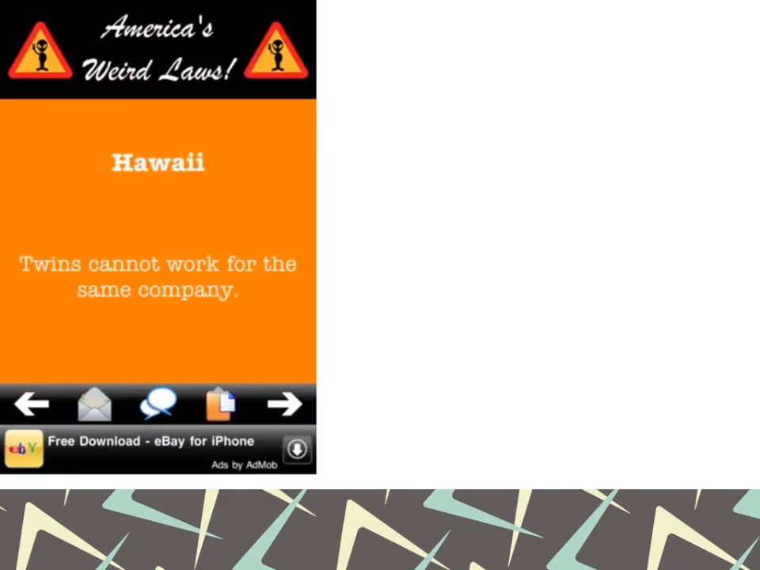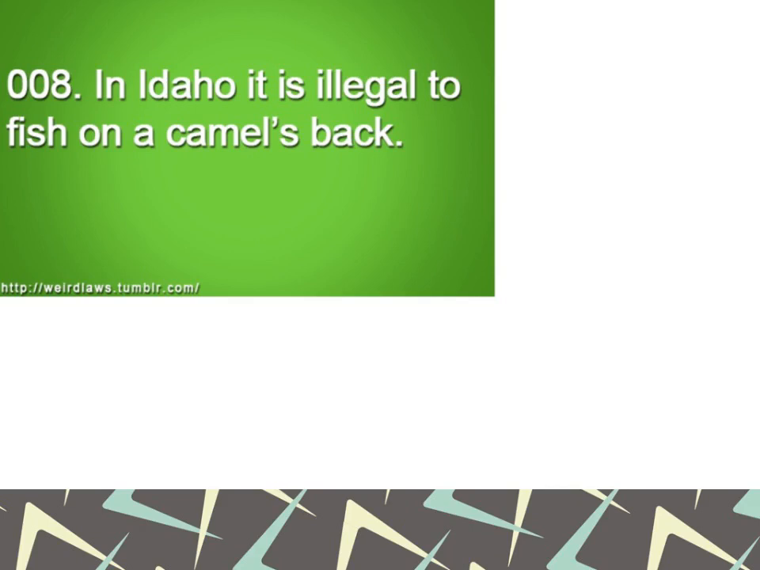Excuse me. In Hawaii, twins cannot work for the same company. Do we have any twins? It's real small, but it says in New Orleans, it is illegal for a woman to drive unless her husband is in front of the car waving a flag. In Idaho, it is illegal to fish on a camel's back. In Devon, Connecticut, it is unlawful to walk backwards after sunset.